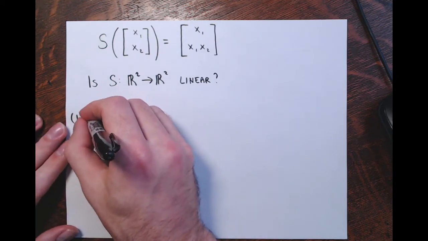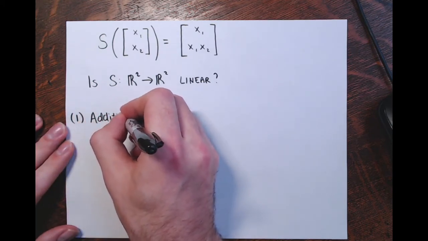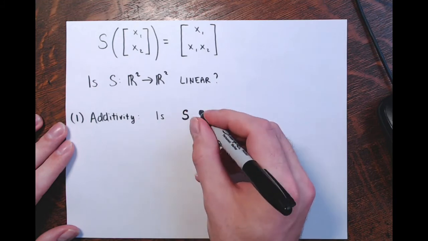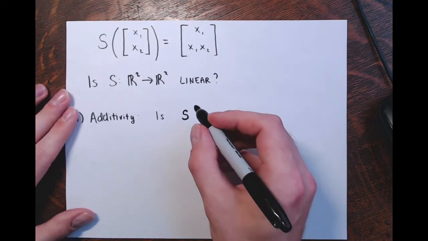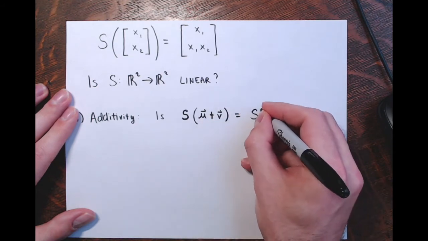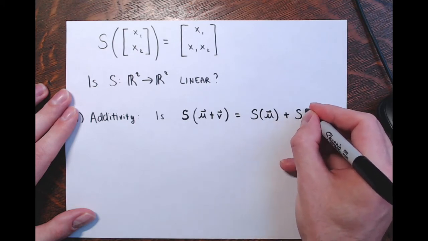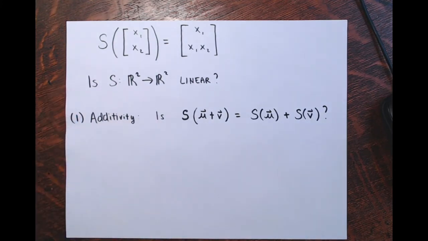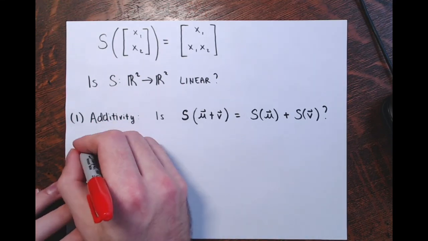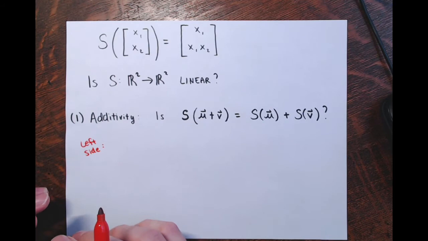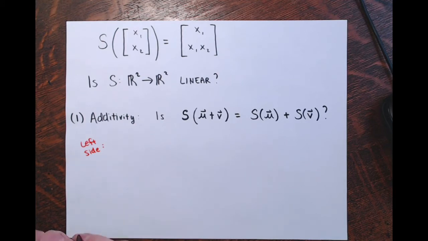Right. So additivity. Is S, and again I'm going to use the same u, v, and r from earlier, because these are vectors from R2 again. So is S of u plus v equal to S of u plus S of v? And this is for all u and v from the domain. Alright, so just like before, let's take a look at the left side and the right side and see if I get the same expression. And if I don't, then I'll try to find a counterexample. You should be doing that to show that this is not true all the time.